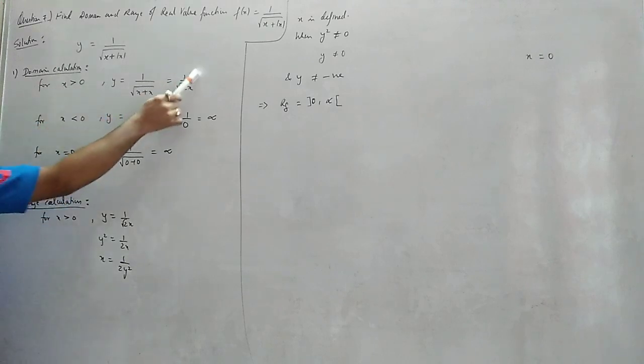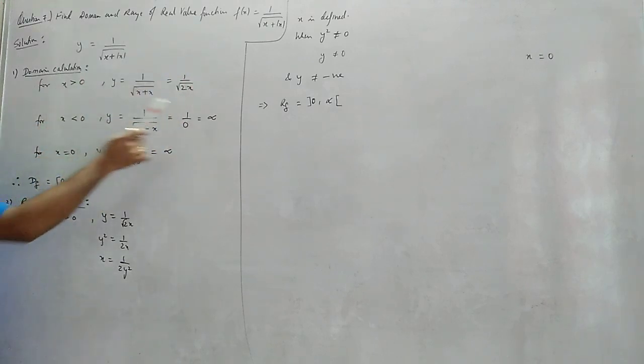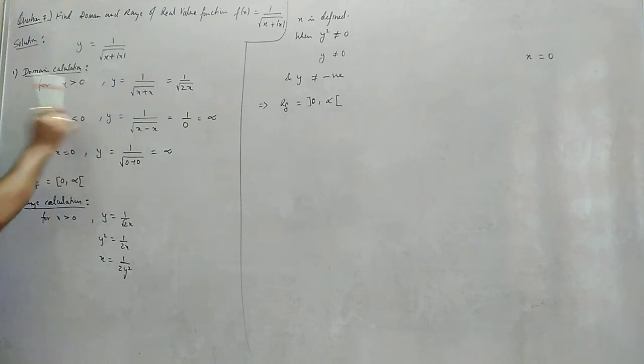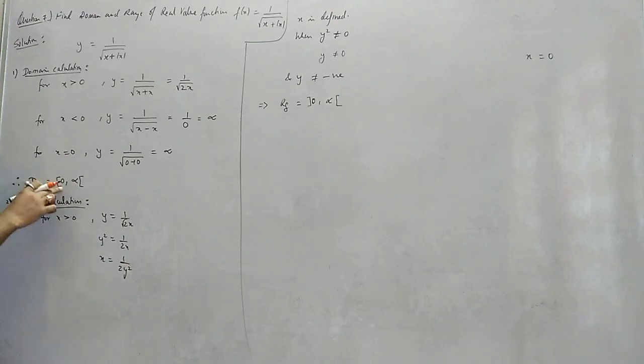For x greater than 0, y is defined. अगर less than 0 डालूंगा infinity आ रहा है, 0 डालूंगा infinity आ रहा है. That means domain is greater than 0. That means 0 to infinity. Clear? Now 0 to infinity. Infinity open bracket. 0 also open bracket.